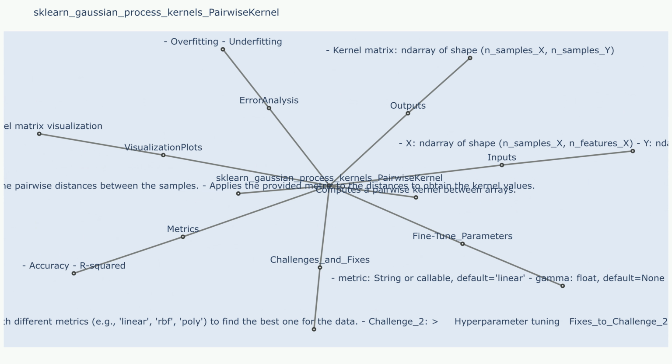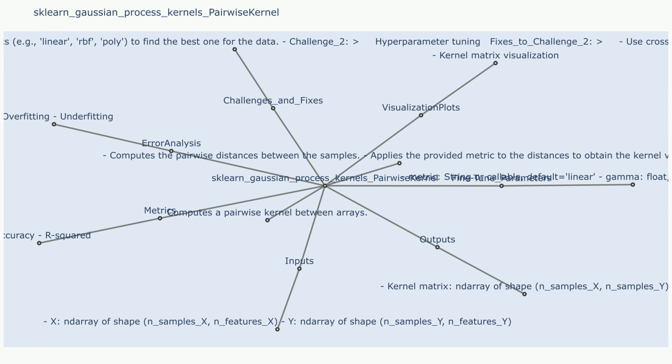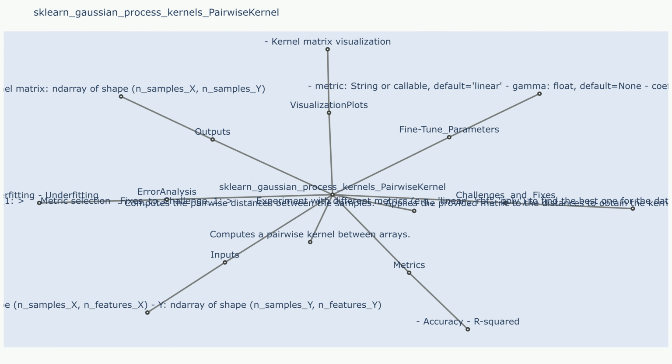However, the choice of metric and the corresponding kwargs passed to the metric function allow for fine-tuning the kernel based on the specific problem. Uncertainty methods: the pairwise kernel does not directly influence the uncertainty estimation in a Gaussian process model. Uncertainty estimation is handled by the Gaussian process model itself.